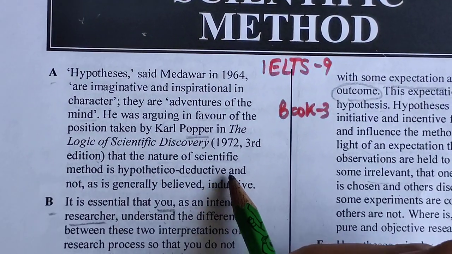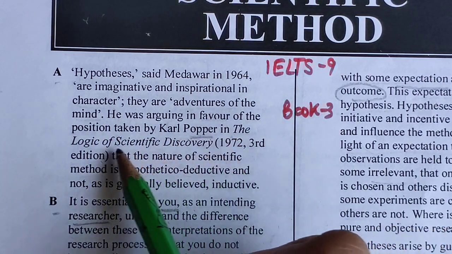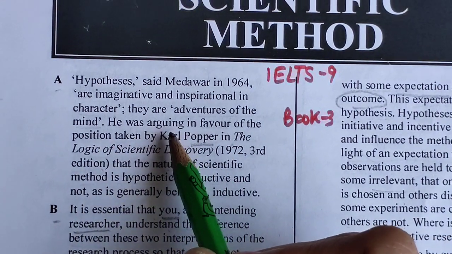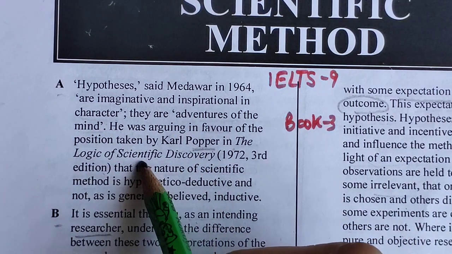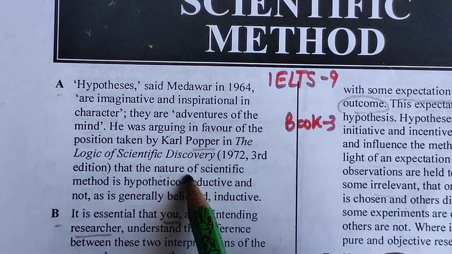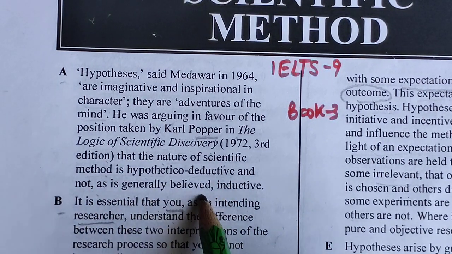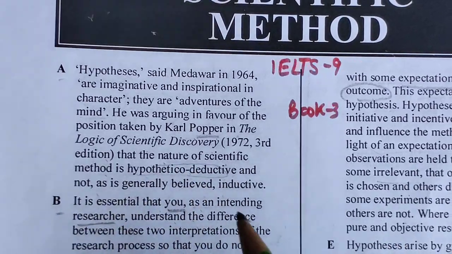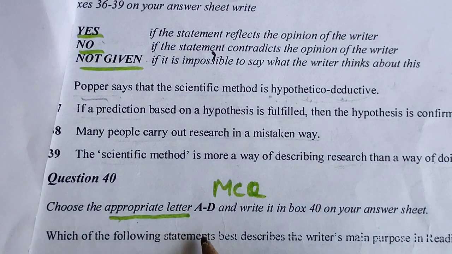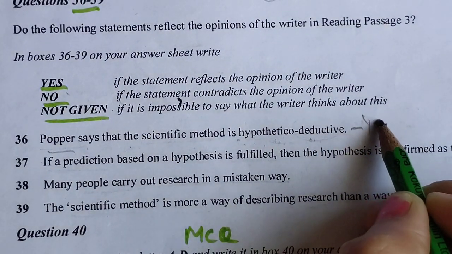So Popper is here. He was arguing in favor of the position taken by Karl Popper. Oh no, who was arguing? Okay. The Logic of Scientific Discovery: that the nature of scientific discovery method is deductive, and not inductive as is generally believed. So the combination of this same thing they have given, so we can write yes. Definitely it is properly stated, we have got yes.